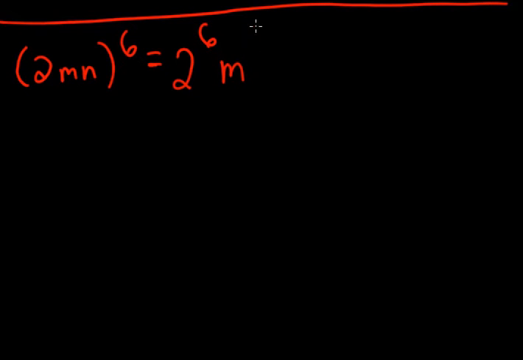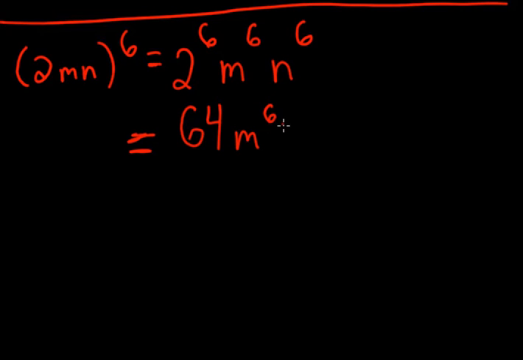So if I have 2 m to the n all to the sixth, well, 2 is a product, so I can take 2 to the sixth. M is one of the products, so I can take m to the sixth. And I can take n to the sixth. But 2 to the sixth is a number, and so we can actually get an answer to spill out of our calculator for the coefficient part of it.